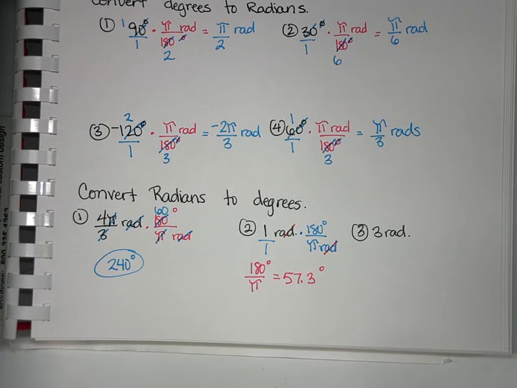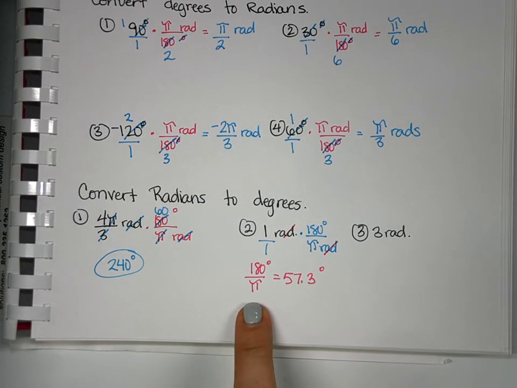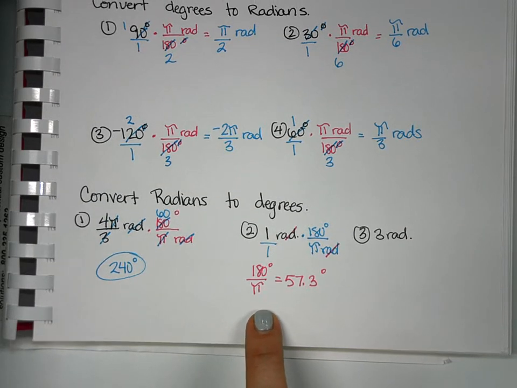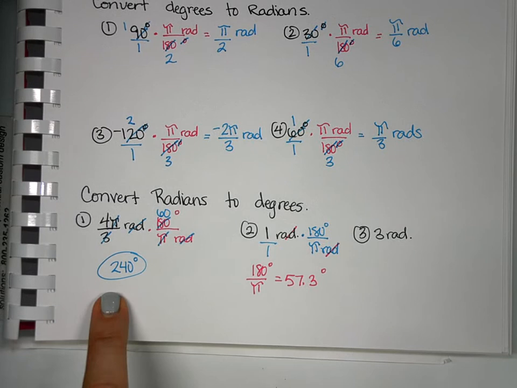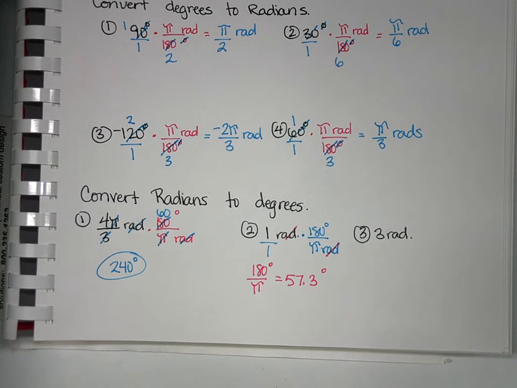So when you have a whole number radian, or even just like 2.3 radians, so a radian measurement that doesn't contain pi, it just means that you're going to have to actually divide pi to get your new decimal answer. It's not going to be a nice whole number degree measurement.